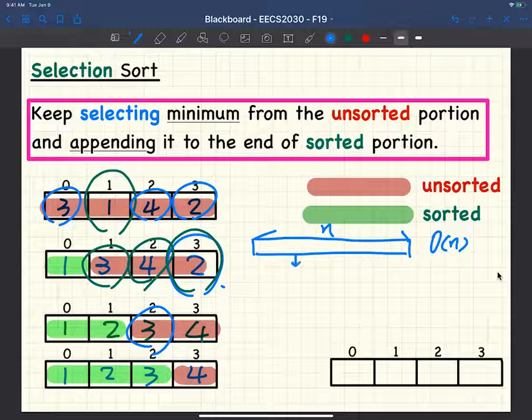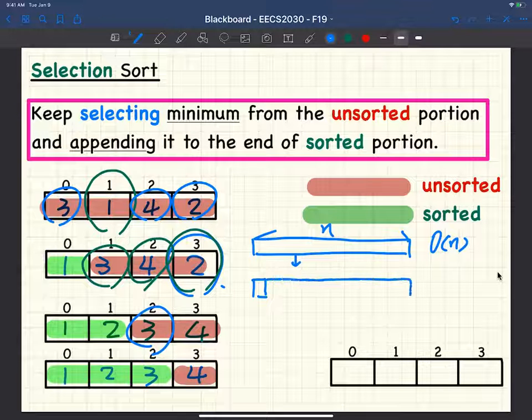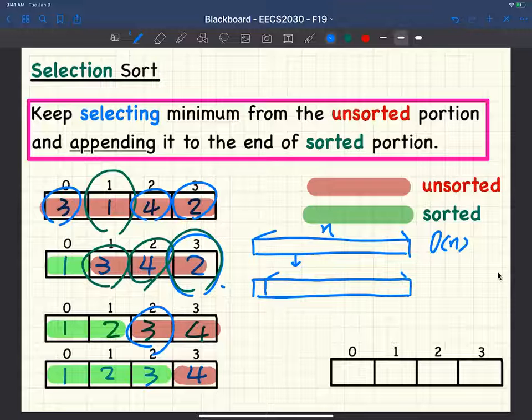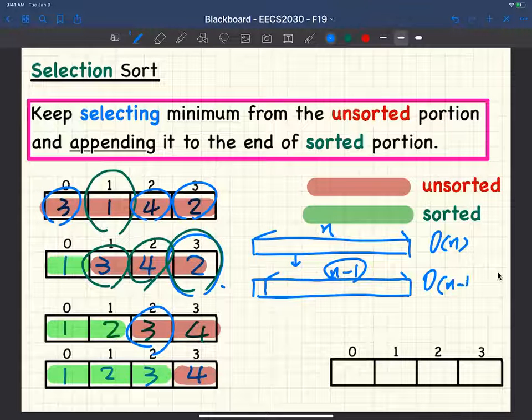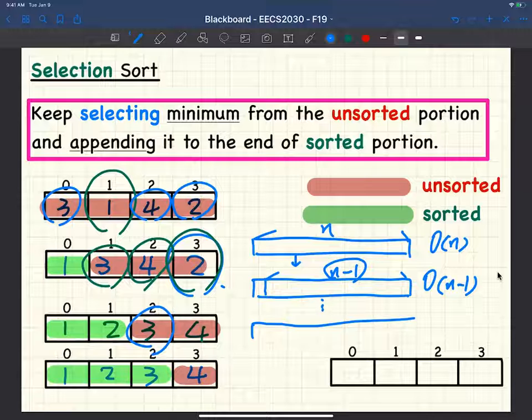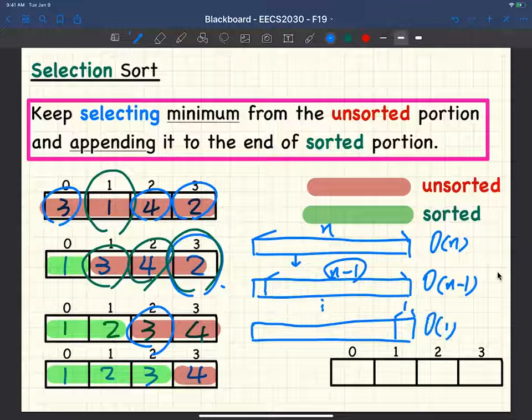After the first iteration, only the first element is sorted. And then you still got the remaining part, which is N minus 1, that's not sorted. What would be the running time to search for minimum out of N minus 1 elements? Big O of N minus 1. Imagine I keep shrinking the area for the unsorted version all the way to, eventually, finally, this is the only one that's unsorted, right? And constant time, because nothing to do.